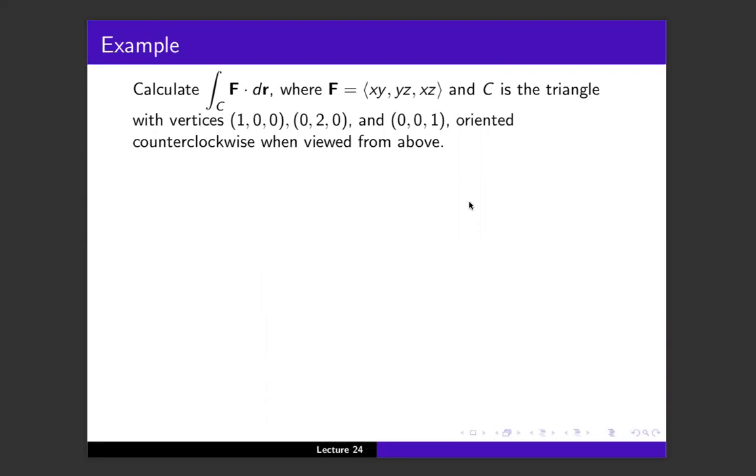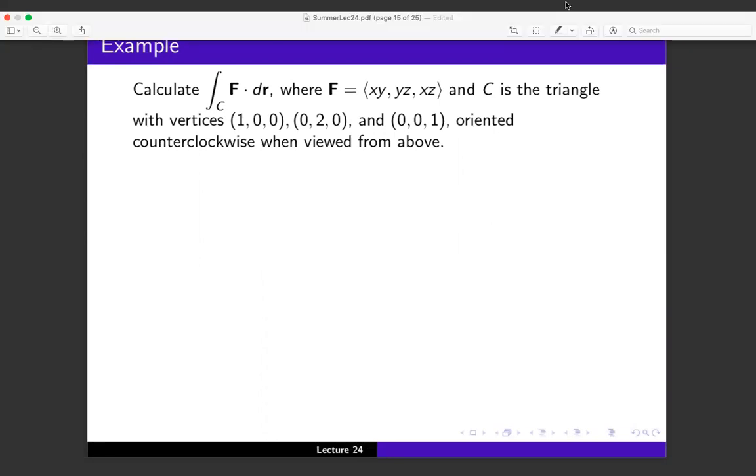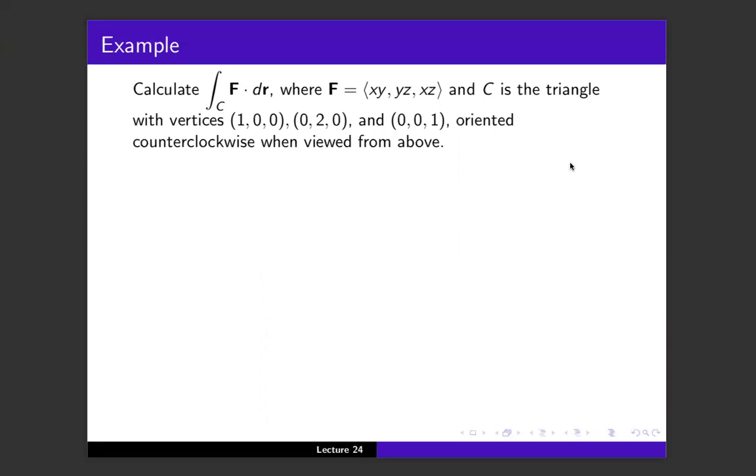So let's do an example of this. Let's say that we want to calculate the work integral of F dot dr, and F is this vector field (xy, yz, xz), and C is the triangle with vertices (1,0,0), (0,2,0), and (0,0,1). Now in this case, it's a good idea to try drawing this, because this isn't actually that difficult of a scenario to draw. Drawing it in this case will be quite helpful.